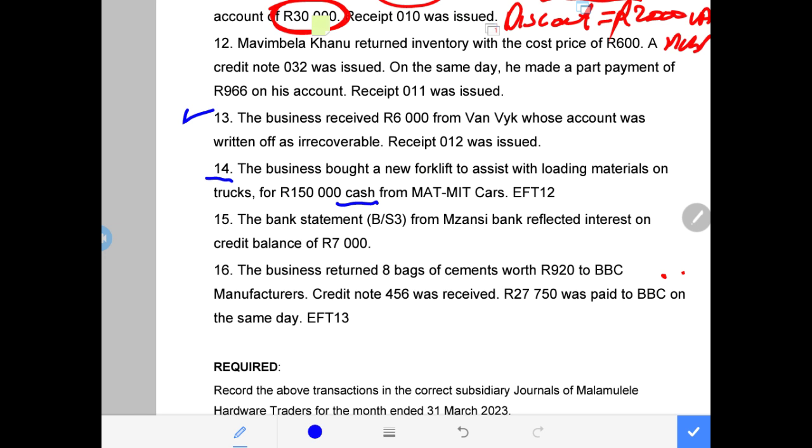This is a vehicle that we use. We can't classify it as equipment. It's a vehicle that is used for loading, for loading of material, your cement and other material that are a bit more of a weight. The amount of this is 150,000. VAT is always assumed to be included.